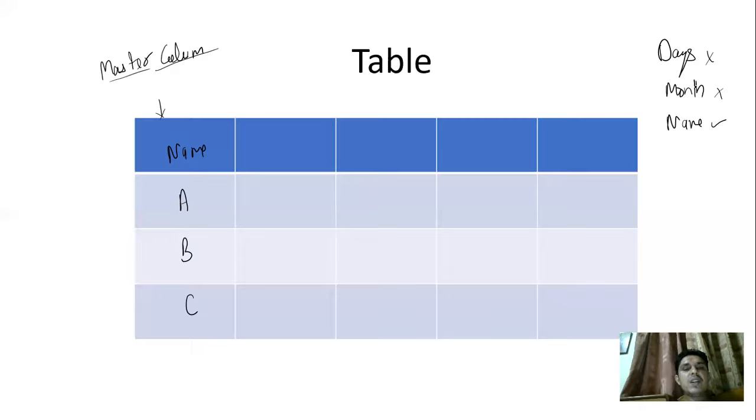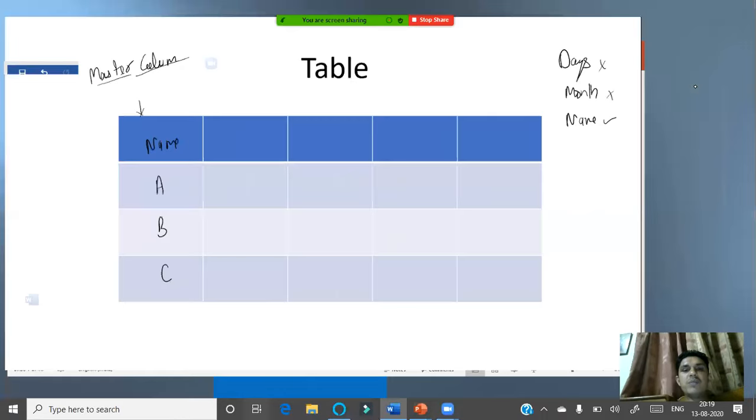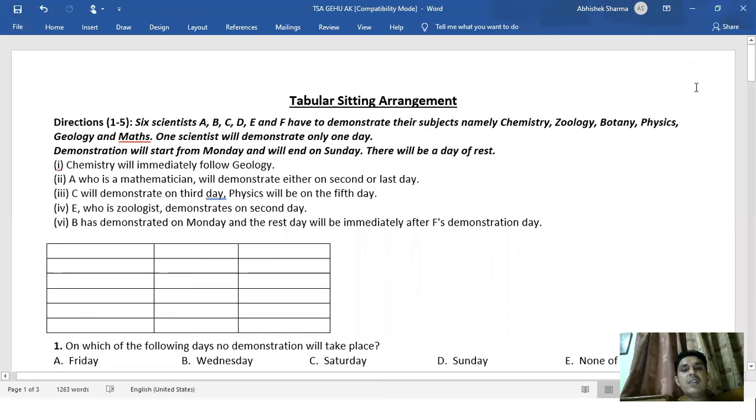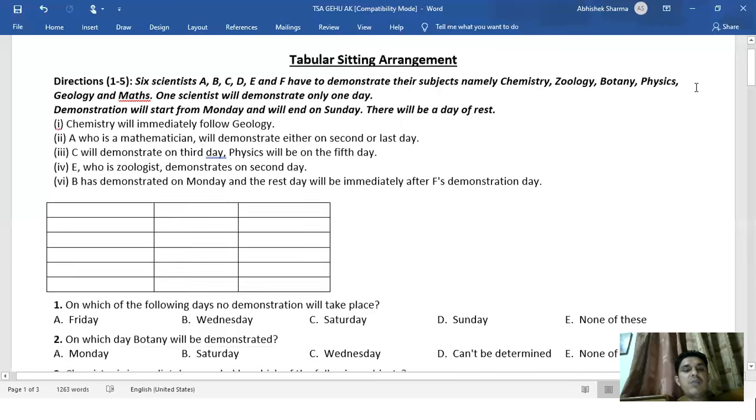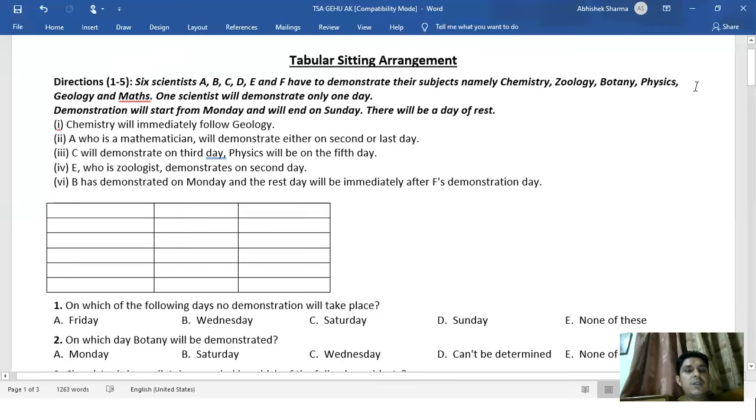Okay, so I'm now coming to the questions, like how the question will be. As you are looking, the name of the topic is tabular sitting arrangement. The question, directions 1 to 5: Six scientists A, B, C, D, E, F have to demonstrate their subjects, namely chemistry, geology, botany, physics, geology, and maths. One scientist will demonstrate on one day. Demonstration will start from Monday and will end on Saturday or on Sunday.